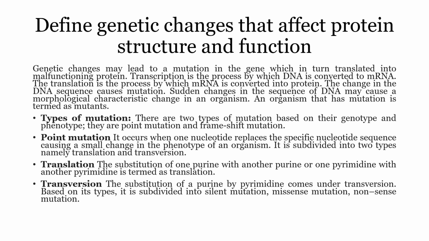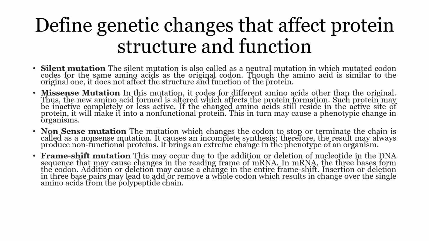Based on its effect, a point mutation is subdivided into silent mutation, missense mutation, and nonsense mutation. A silent mutation is also called a neutral mutation, in which the mutated codon codes for the same amino acid as the original codon. Though the codon is changed, it does not affect the structure and function of the protein. Missense mutation: in this mutation, the codon codes for a different amino acid than the original.